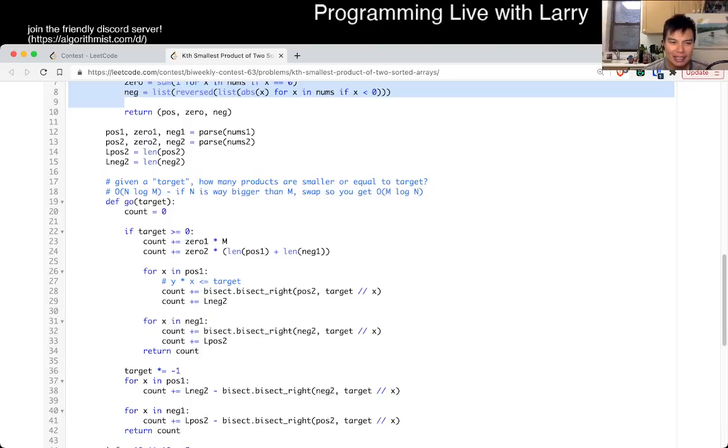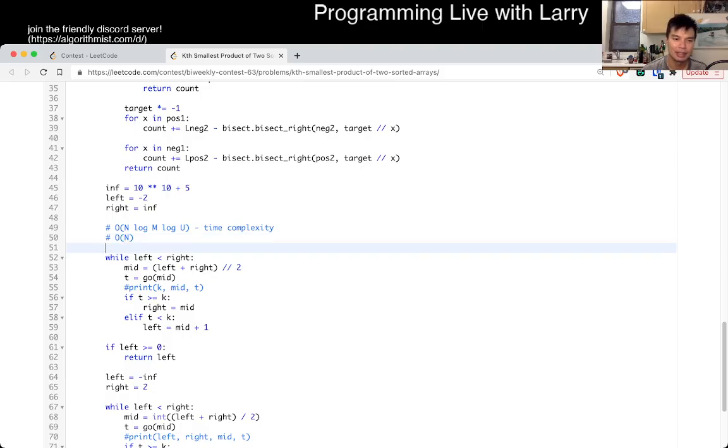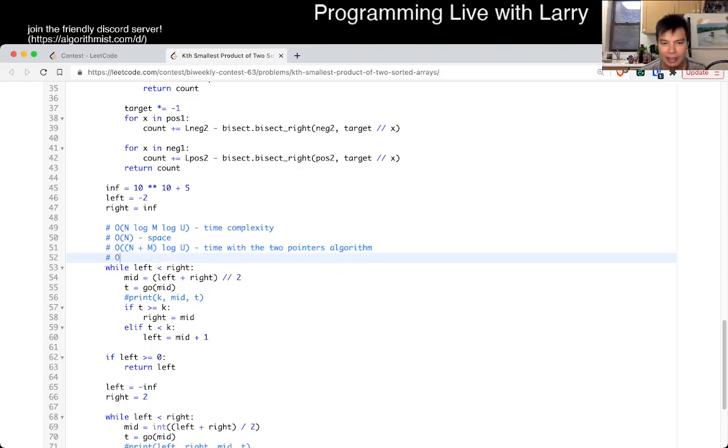in this case, like I said, this is O of log m. This can be reduced to O of n plus m by doing a two pointers algorithm, as I mentioned, with two fingers or two pointers algorithm. In this case, it is just going to be O of n plus m log u time with the two pointers algorithm. Yeah, let me know what you think, and same space. Let me know what you think about this problem.